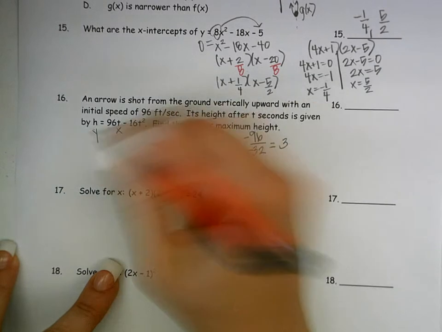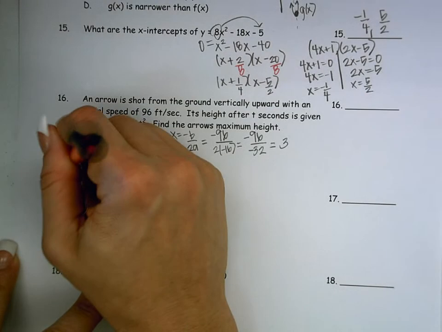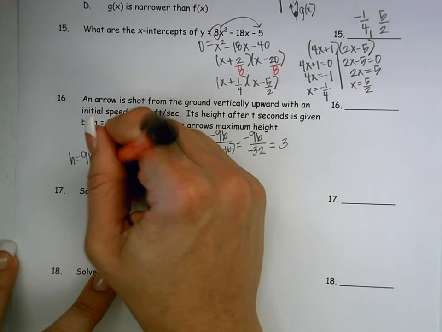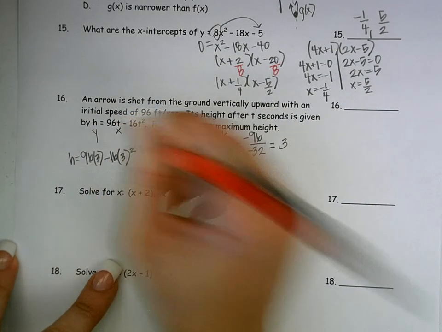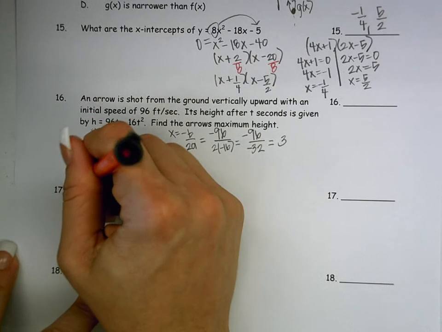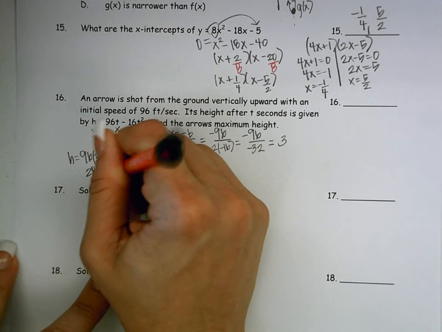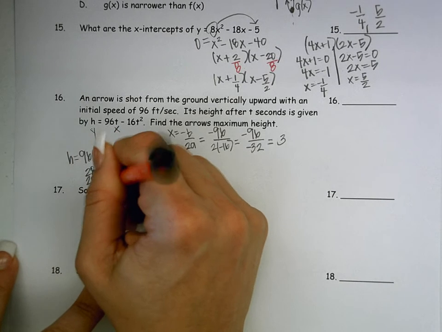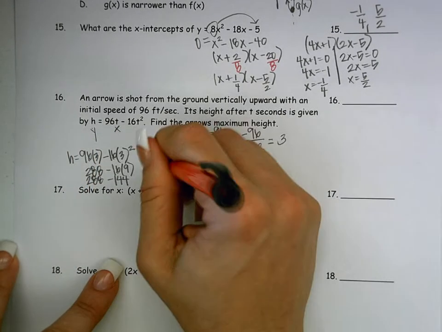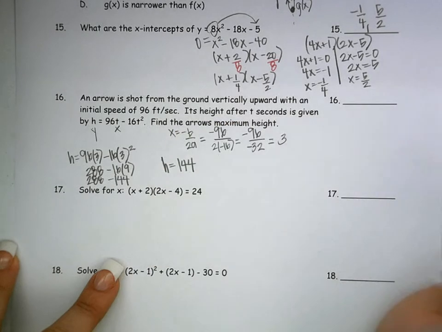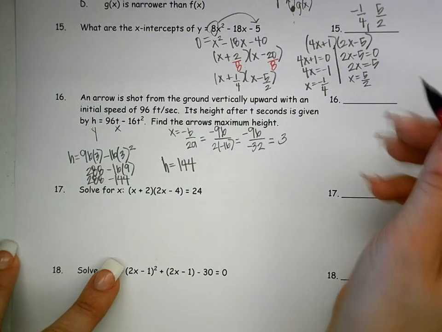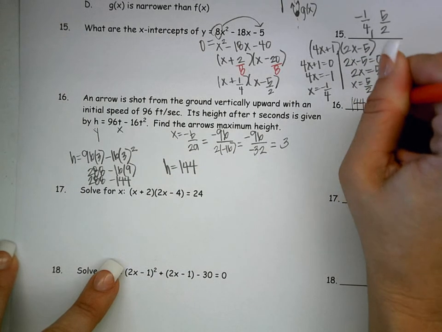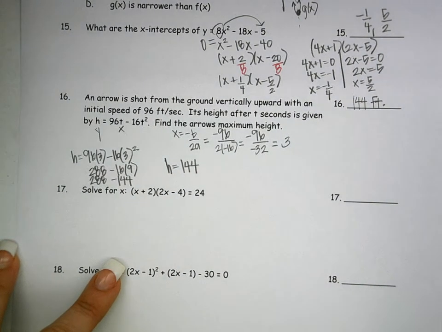Then to plug in to find the height. So height is equal to 96 times 3 minus 16 times 3 squared. So 96 times 3 is 288 minus 16 times 9. So if we work that out, we get 288 minus 144. So height will equal 144. And this is in feet. So 144 feet is your maximum height that this gets to.